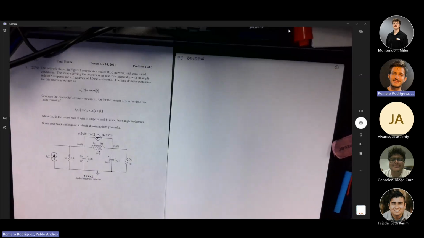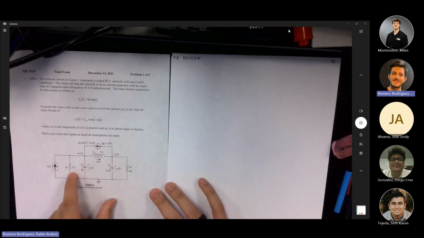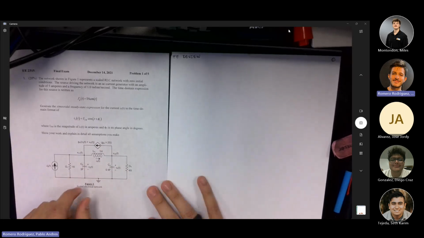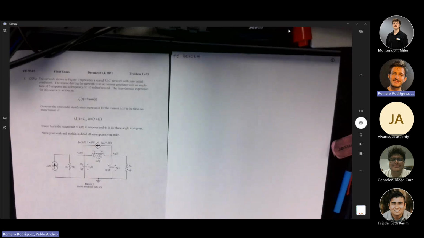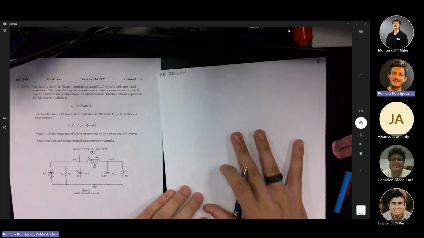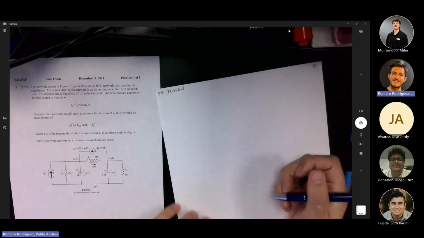For sinusoidal state, I didn't see many issues in the papers I was grading with you trying to convert these components into their equivalents. What I did see issues in was mainly dependent sources. So let's work through the problem and I'll touch more on dependent sources as we go.